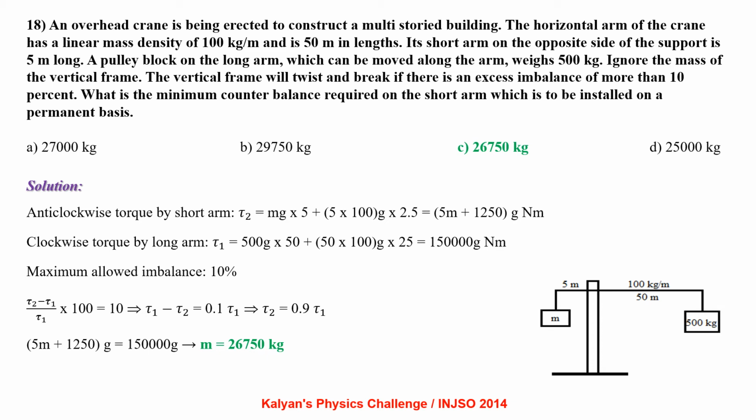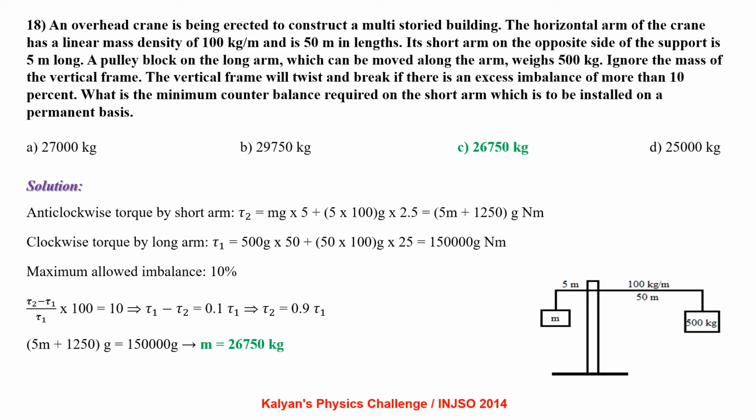Clockwise torque by longer arm, tau 1 equals 500g into 50 plus 500 into 100 into g into 25, that is equal to 1,50,000 g Newton meter. Here also the first term is the torque provided by the weight hanging and the second term is the torque provided by the own weight of the longer arm.